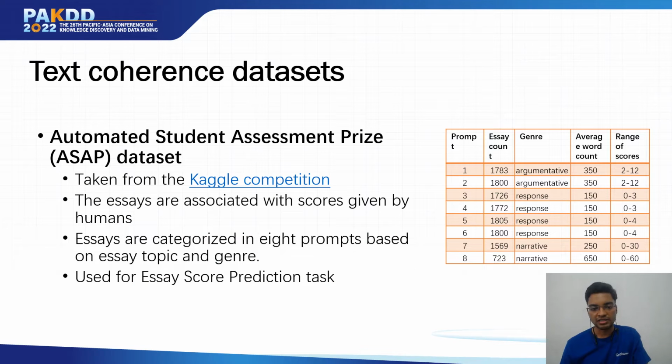Moving to the last dataset, which is the Automated Student Assessment Prize, or ASAP dataset, which is taken from a Kaggle competition. The essays are categorized into 8 prompts based on essay topic and genre. On the right-hand side of the screen, you can see the statistics related to the ASAP dataset. This dataset is used for essay score prediction, which is a regression task.